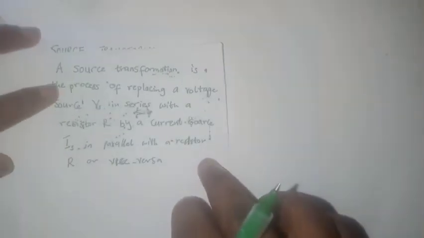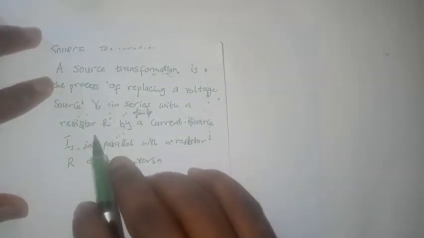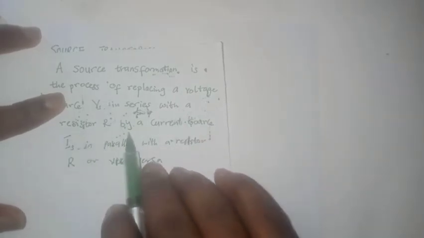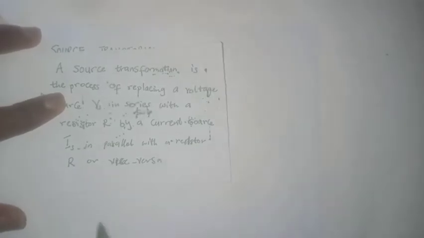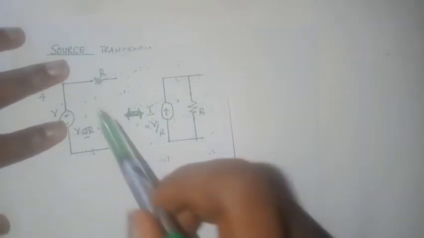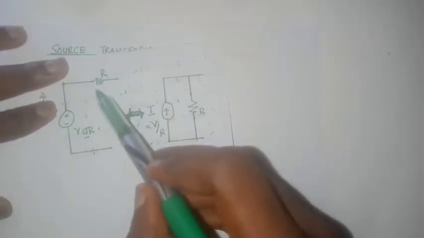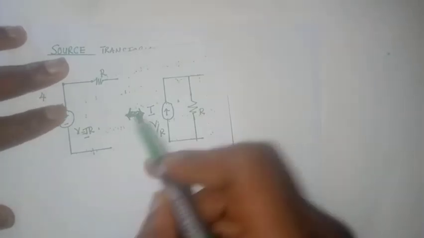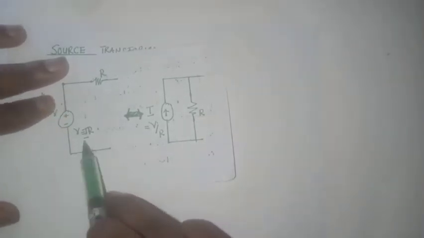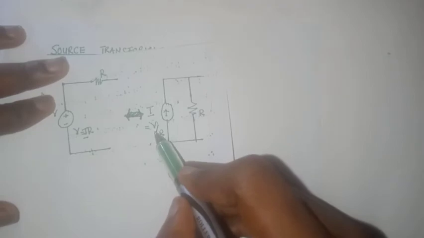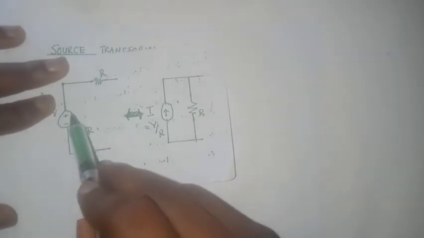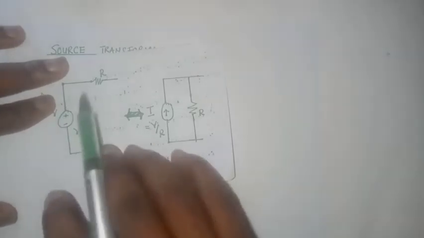Source transformation is the process of replacing a voltage source Vs in series with a resistor by a current source in parallel with a resistor, or vice versa. So basically, you have this voltage source in series with this resistor, and you want to replace it with this current source in parallel with the resistor. The value of that current source would be V over R. And if it were going in the backward direction, the value of the voltage source would be V equals IR.